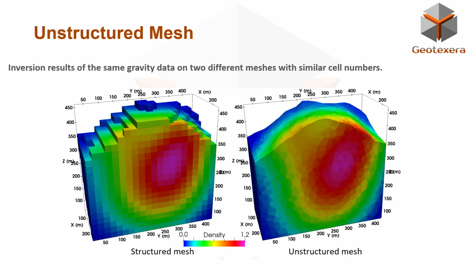This is a good example of the inversion of gravity data. This is the structured mesh. You can see that this is the topography, and this is the unstructured mesh. You can see here the topography. There is a huge difference, and this is not really representing the real geology. This is the real geology. So this is a good example to show what unstructured mesh means, and how it can keep the highest resolution of the surfaces in the geophysical modeling.